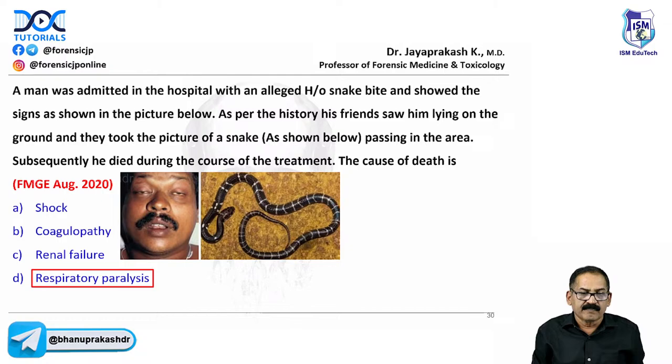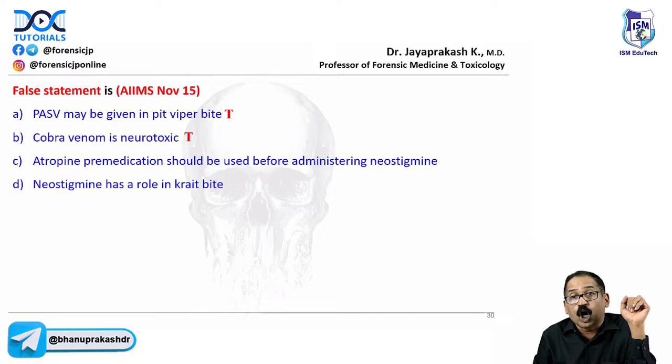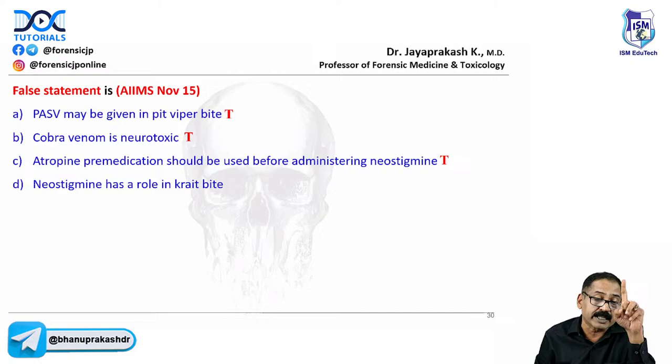The false statement is: ASV may be given in pit viper. Yes, Haffkine, I said. Cobra venom is neurotoxic. Yes. Atropine premedication should be used before administering neostigmine. Yes. Neostigmine has a role in krait bite. Wrong. Neostigmine has no role.